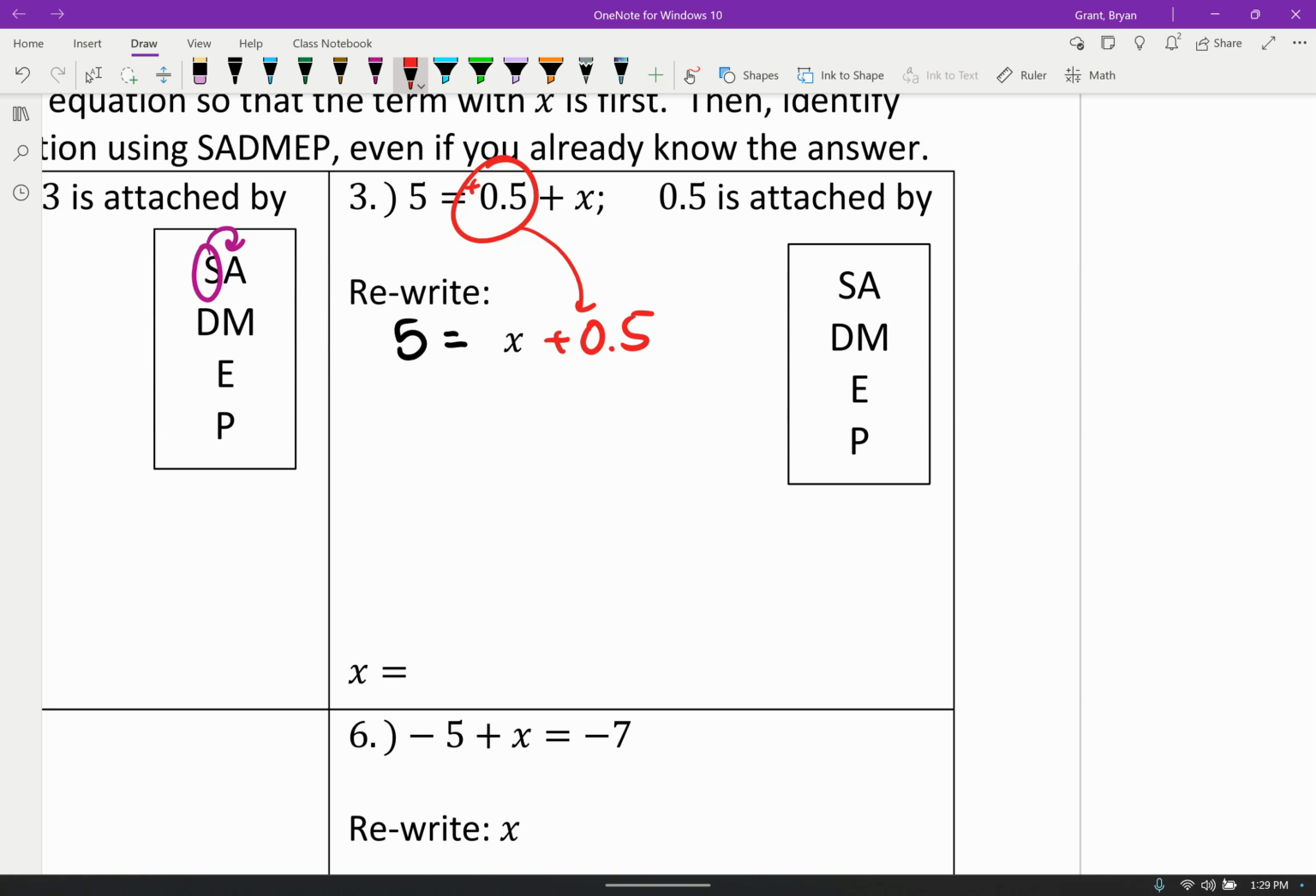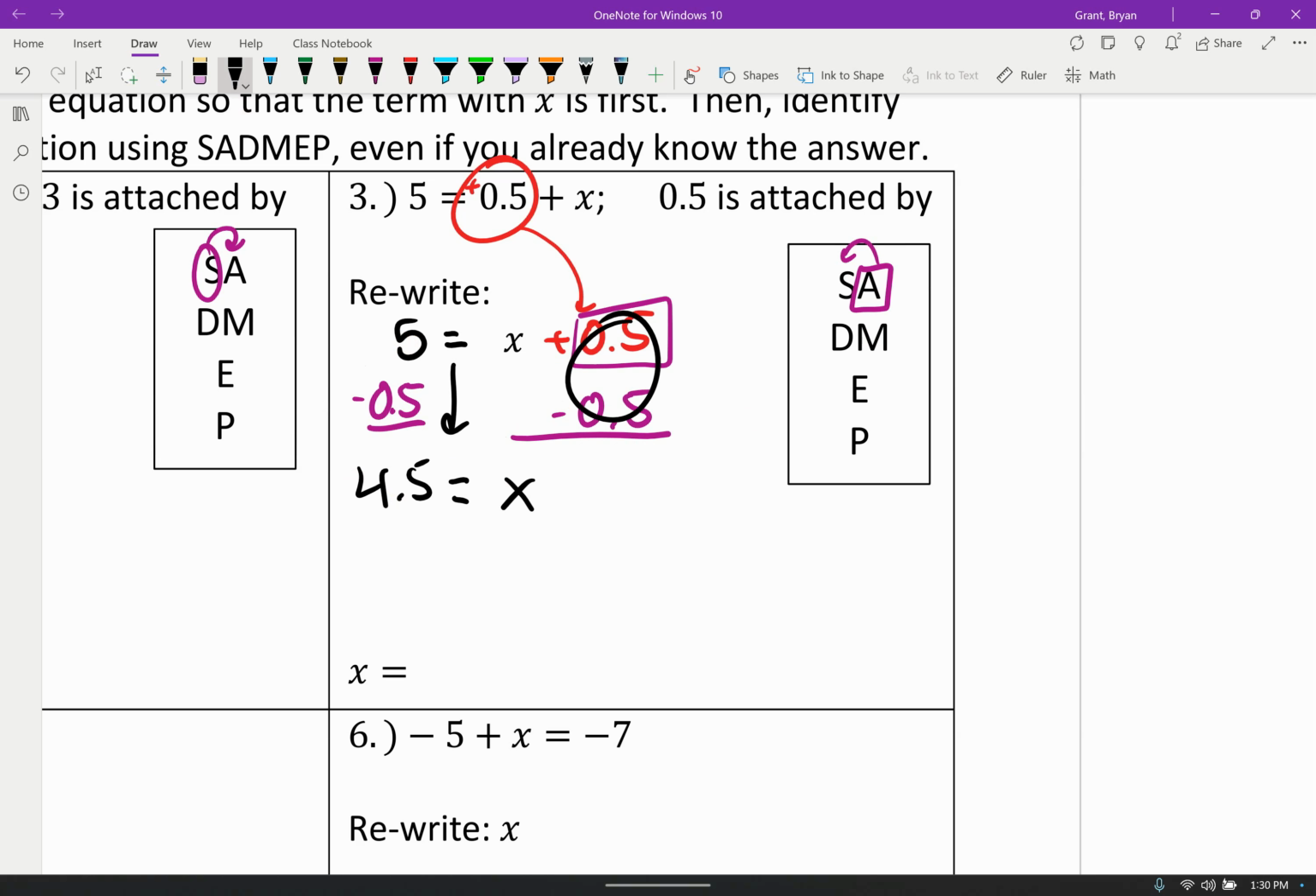Okay, so we're going to go through and identify how the 0.5 is attached to x. Well, we have a 0.5. We already said it's attached by addition. So we need to undo addition with subtraction. All right, so we're going to subtract 0.5 from each side. Bring down our equal sign so we remember where that barrier is. Check to make sure that you've done the same thing on both sides of the equal sign. $5 minus 50 cents is $4.50, and it leaves us with x, or x equals 4.5.